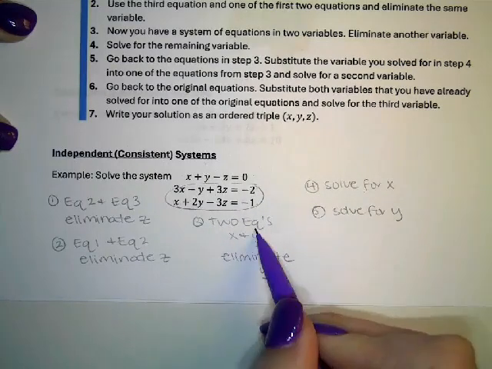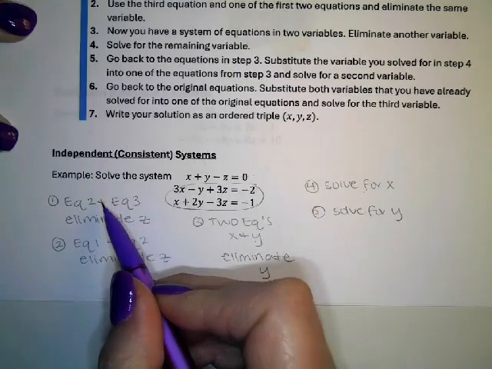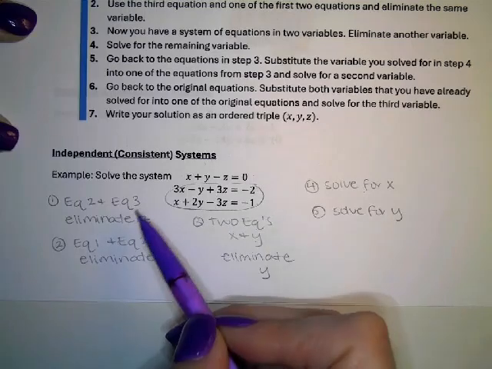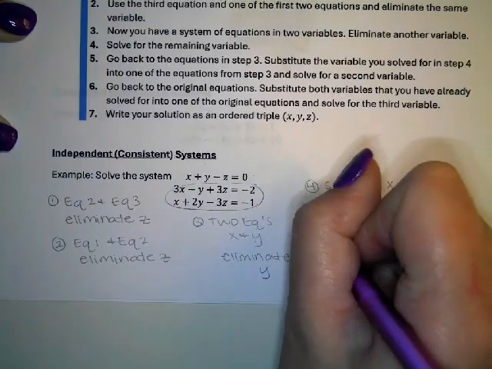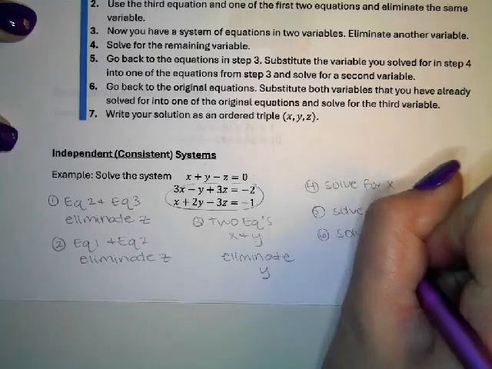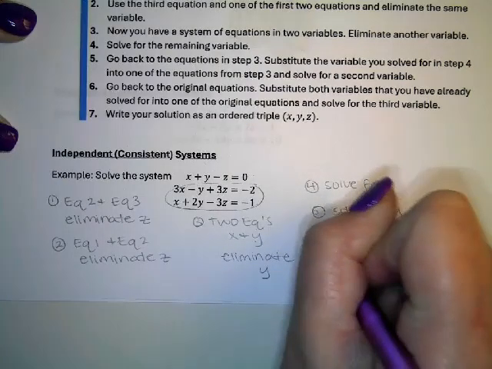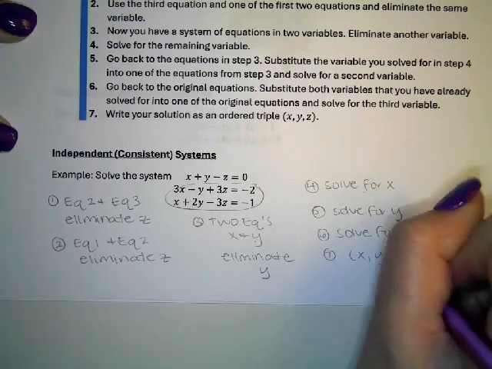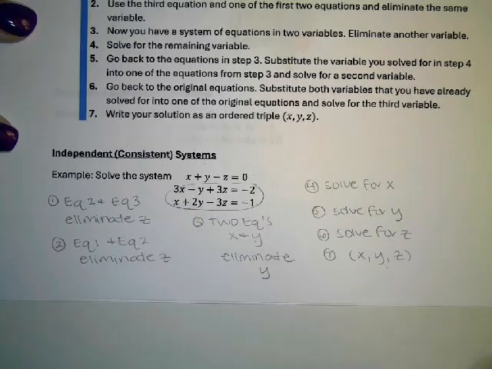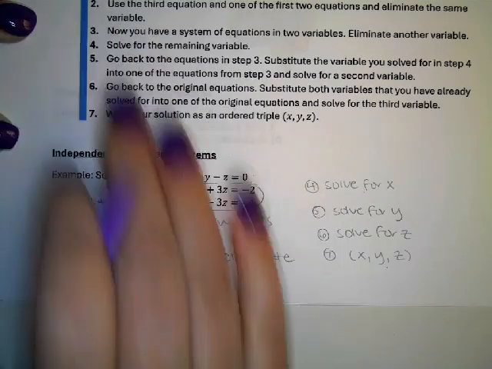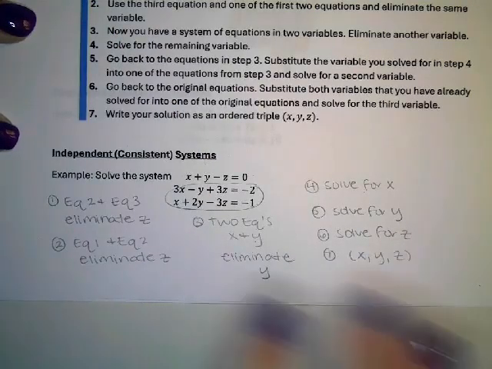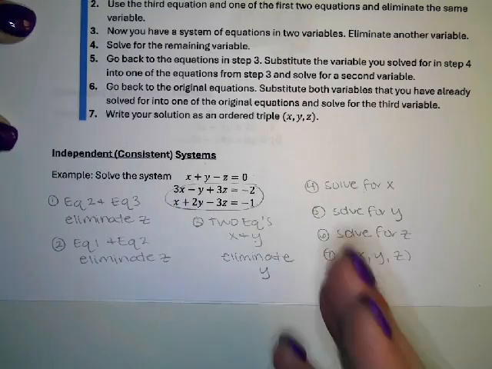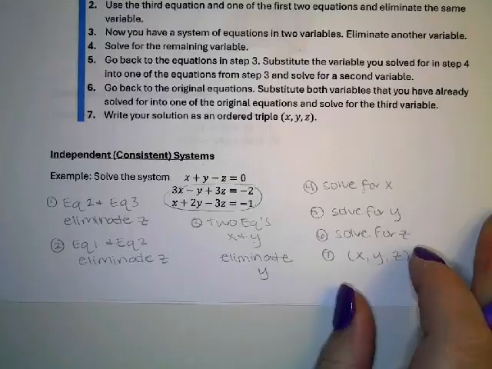And then we're going to go back to the very beginning, to the original equations, take the x and the y that we've already solved for, plug them into one of the original equations, and solve for z. And then our last step, once we've solved for x, y, and z, is to write the ordered triple x, y, z. So this is how the steps are going to work on this specific problem, but of course each problem is going to be a little bit different because you can eliminate variables a little bit differently from the beginning. Okay, so let's go ahead and get started with that.